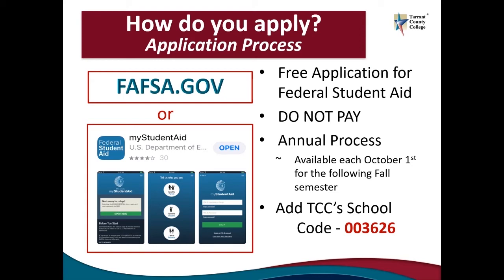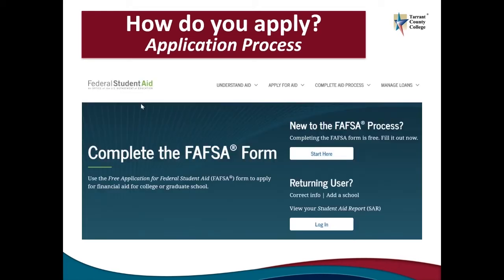Two ways to fill out your application. FAFSA.gov is the website, or My Student Aid. The Department of Ed also created an app for your phone, and we will go over a little bit of that in the next few slides. But these are two ways that you can fill it out. If you haven't already downloaded the My Student Aid app, we highly encourage that you do that.